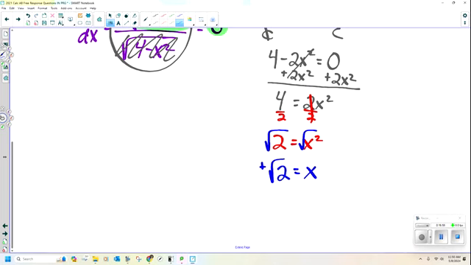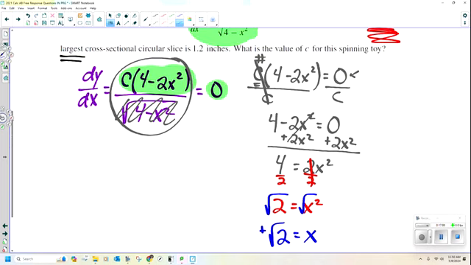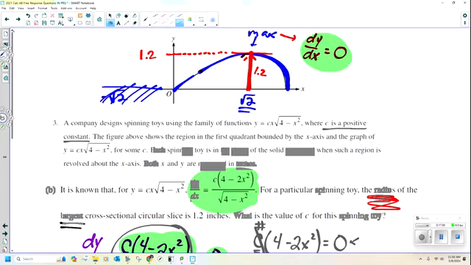So there you go. I have a derivative equal to 0, or a critical point, or a horizontal tangent right here, where x is the square root of 2. And they give us the y value, 1.2. The question below is asking us, what is the c value? That means the c value right there. I got the x there.